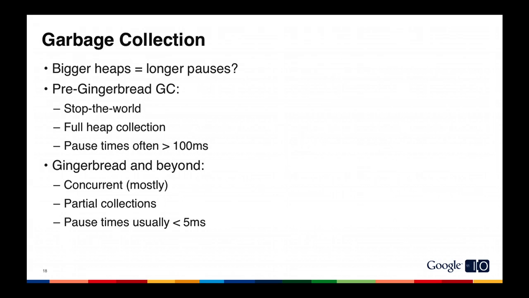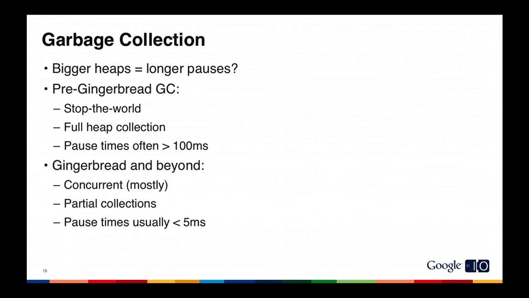What we found was that pause times, as heaps were getting bigger, were getting to be a little bit too long. So we were seeing stuff up to 50 to 100 milliseconds. And if you're trying to build a really responsive app, that kind of pause time is not really acceptable, right? So in Gingerbread, we now have a concurrent garbage collector.